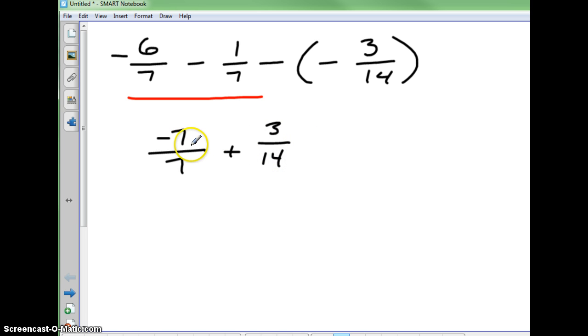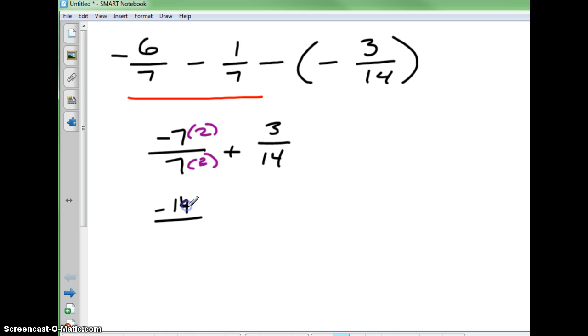Now, negative 7/7 does reduce. It reduces to negative 1. However, I'm going to leave it in this fraction form for right now because I want to add it to this fraction, and I want them to have common denominators. So let's go ahead and multiply this by 2 over 2 so that we can make the denominator 14. We want the bottoms to be the same right here. So this will be negative 14 over 14.